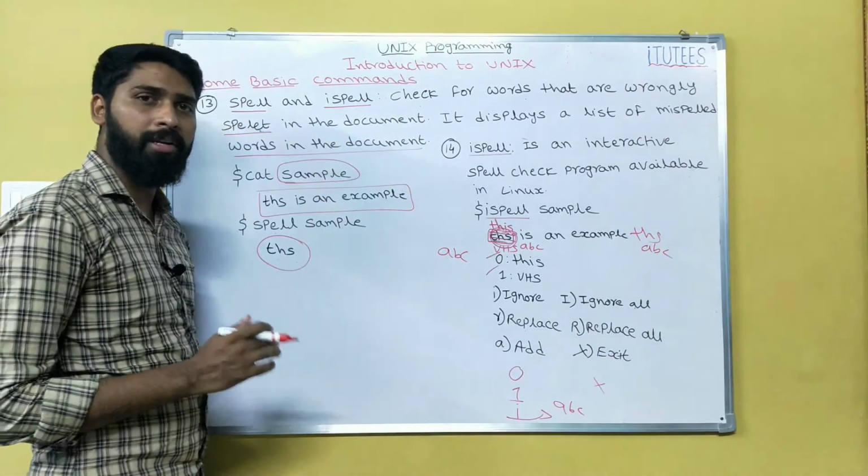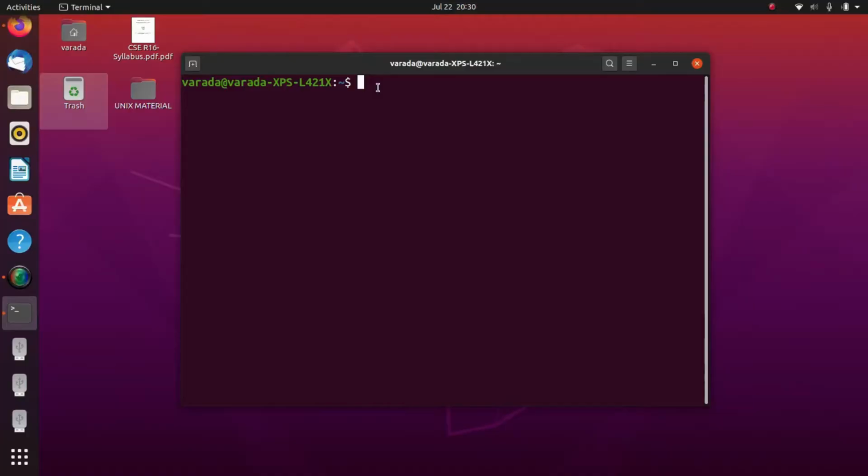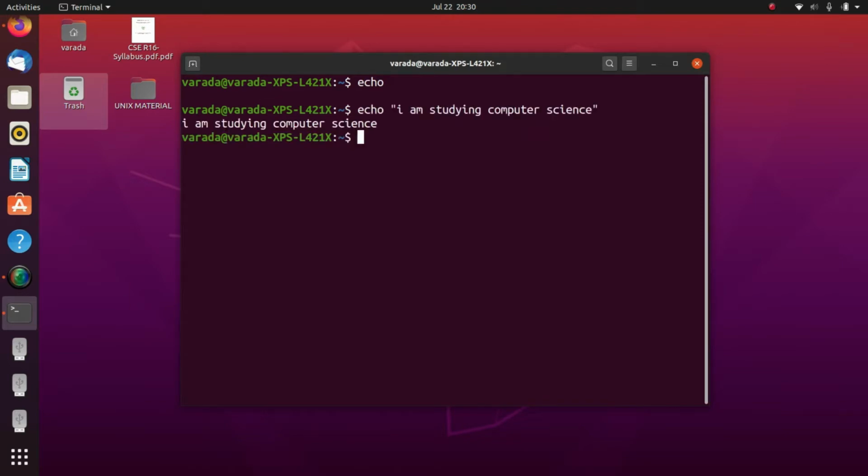I hope you all understand all the basic commands available in Unix. Echo command is used to display messages. Echo space, it prints blank space. Echo, so in double quotation you are giving, that prints the data. If you are not giving the quotations, then it treats these as arguments.